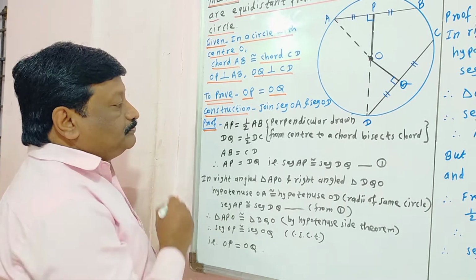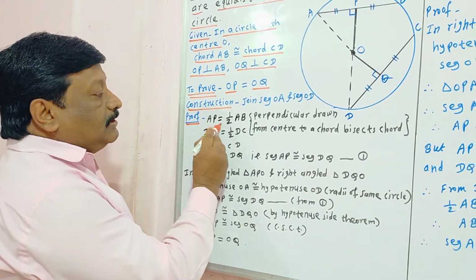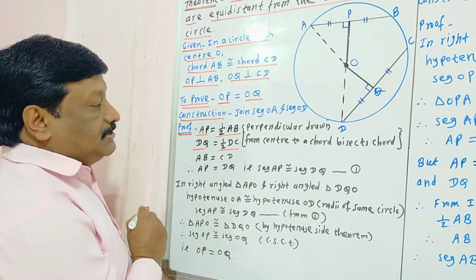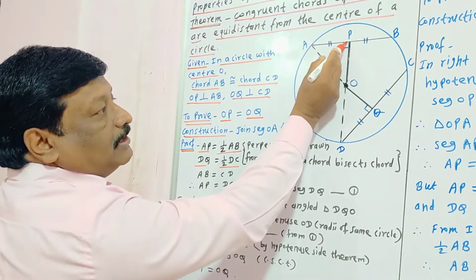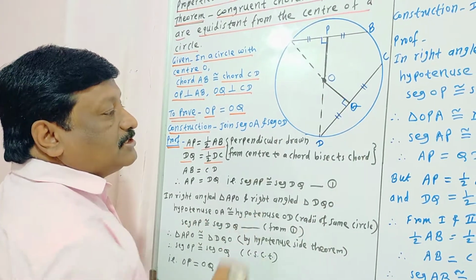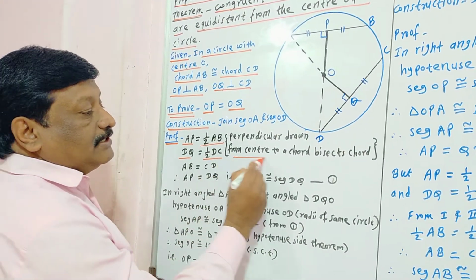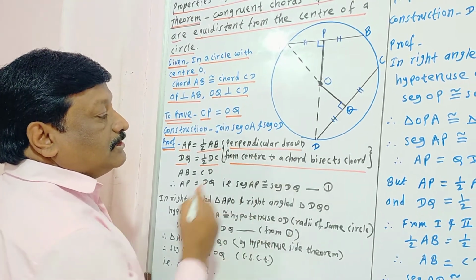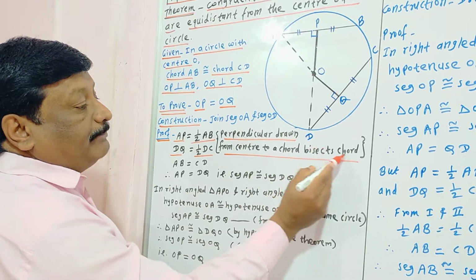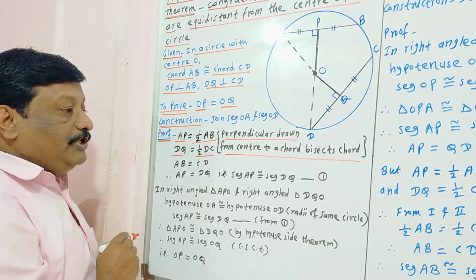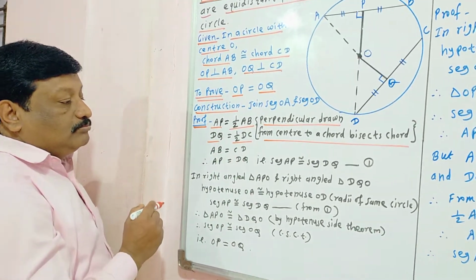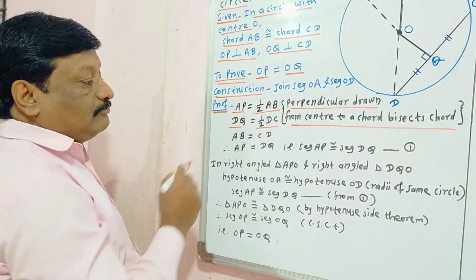Now prove. AP is half of AB and DQ is half of DC. Now see where AP is. AP is half of AB and DQ is half of DC. Why? We have to write the reason here. And what is the reason? Perpendicular drawn from the center to a chord bisects the chord. This we have already proved. So by using this theorem, AP and DQ are half of AB and half of DC.